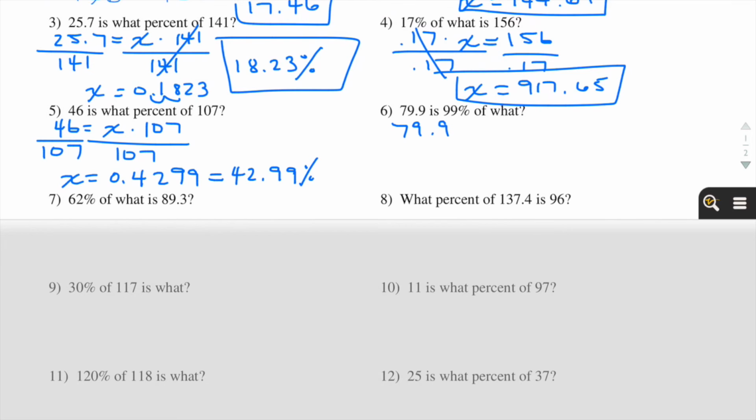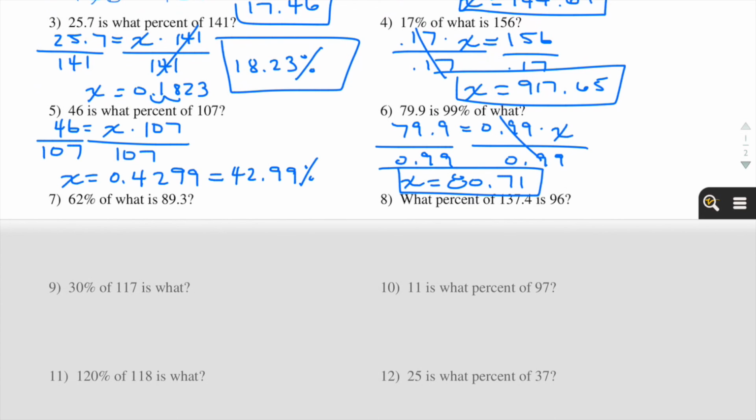Number 6, 79.9 is 99%, and we just convert it to a decimal, of what? Divide both sides by 0.99. These cancel. X equals 79.9 divided by 0.99 gives us 80.71. And I'm going to stop here because the rest is pretty straightforward based on what it is.